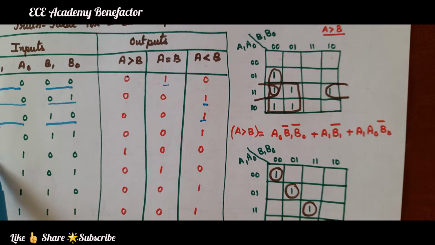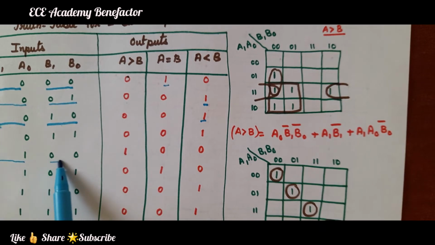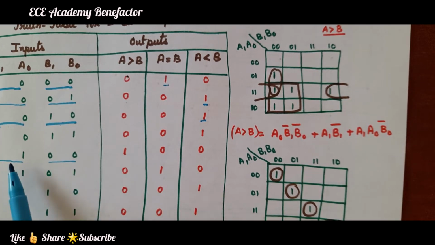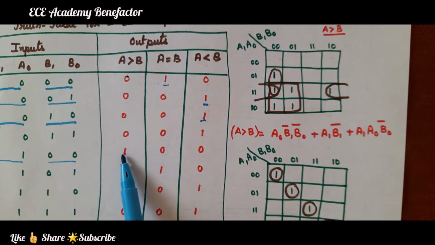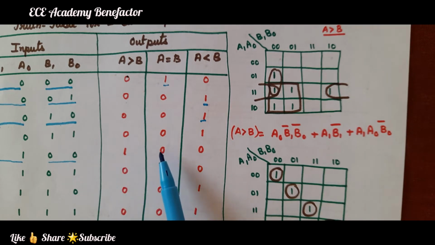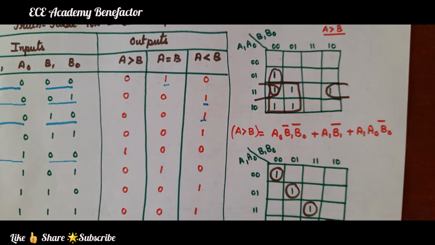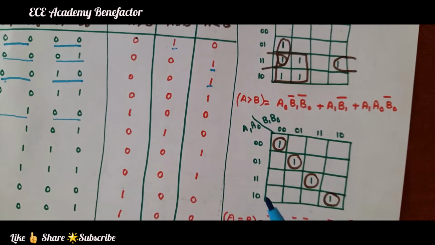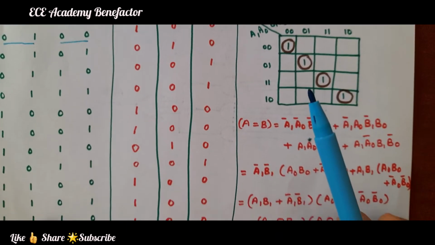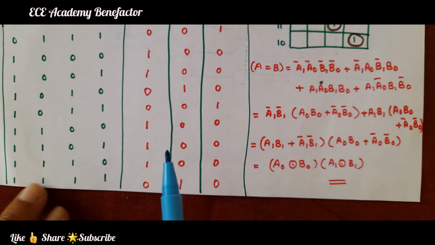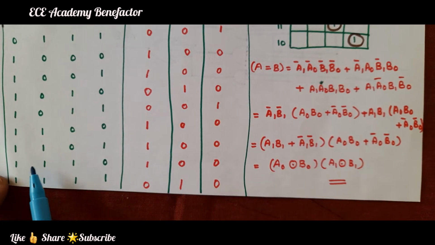Now, let us see this condition: A is 0, 1 and B is 0, 0. That is A is 1 and B is 0. Which is greater? A is greater. So, A greater than B is made 1 and A equal to B and A less than B are 0. Similarly, we can check all the conditions like this and write them.